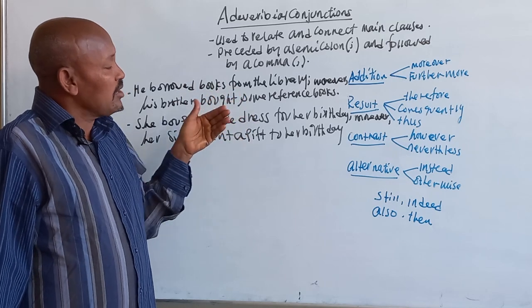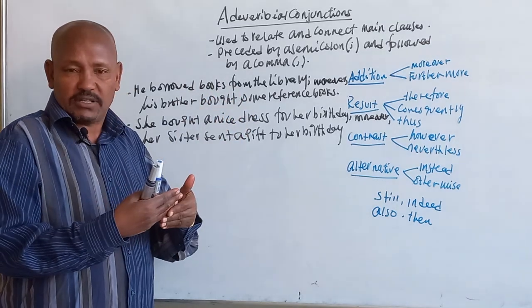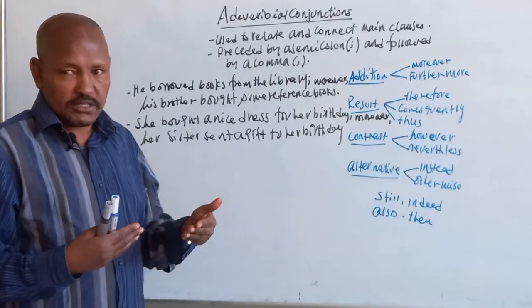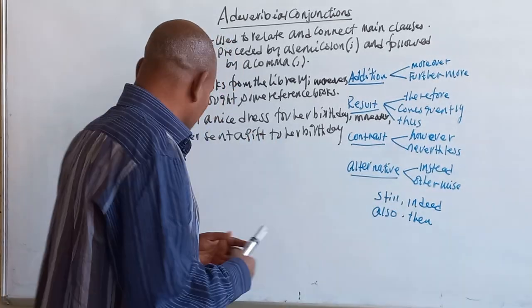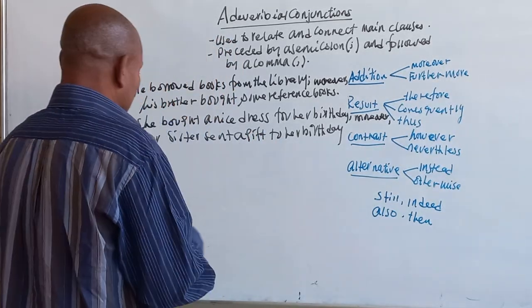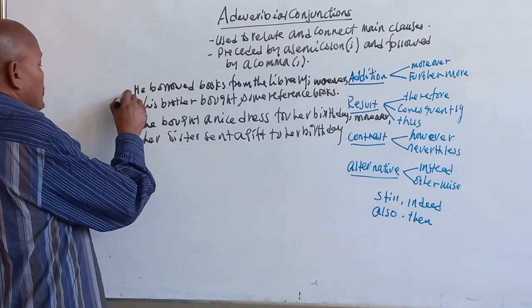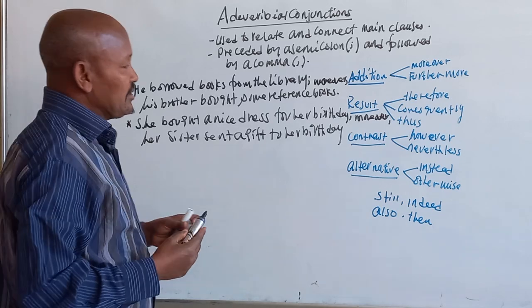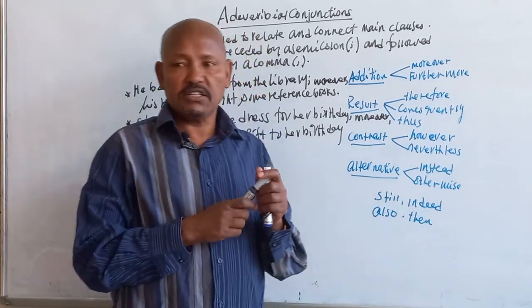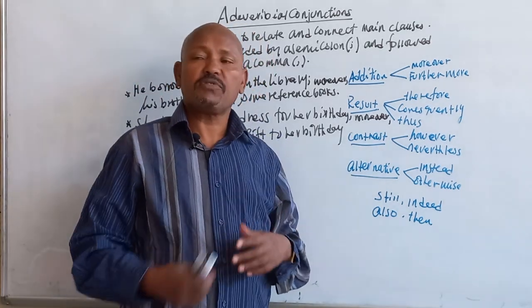So this idea shows or exemplifies how the two ideas are related. How the two ideas are related, so we use this kind of conjunction for expressing what? Additions. The other example is about result. The second is the result of the first one. What does this sense mean?